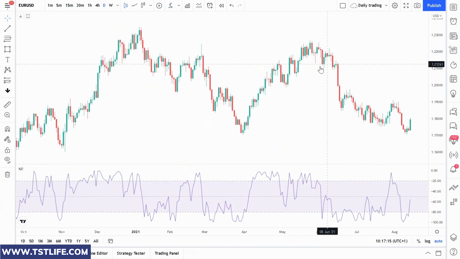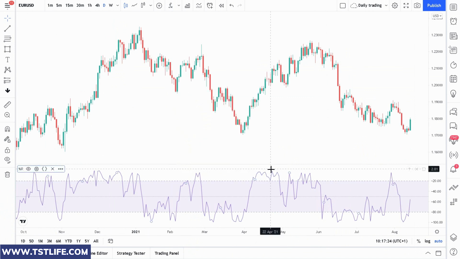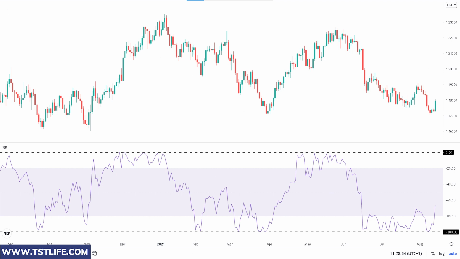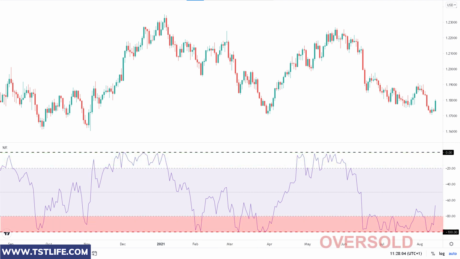Before we continue with the strategy, make sure to change the length or period from 14 to 40. The most important points that we need to know about this indicator are the following. Williams %R moves between 0 and -100. A reading above -20 is overbought, and a reading below -80 is oversold.